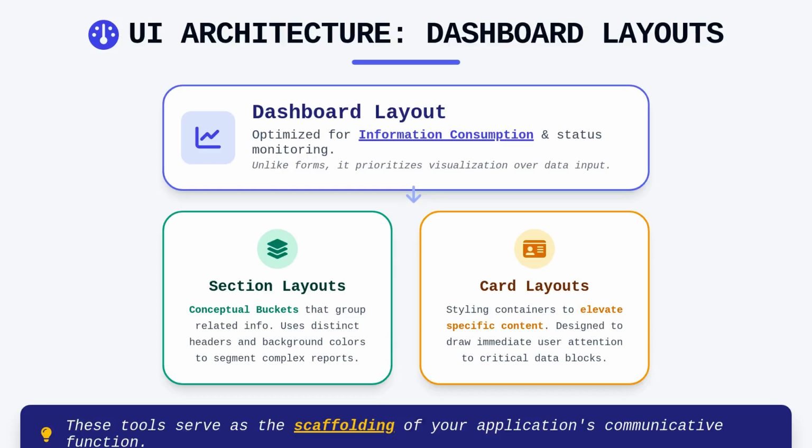By applying distinct headers and background colors to these sections, we can visually segment complex reports into manageable parts. Furthermore, card layouts provide an excellent mechanism for styling containers, allowing us to elevate specific content blocks to draw the user's attention. Think of these tools as the scaffolding of your application, where each piece serves a specific communicative function.